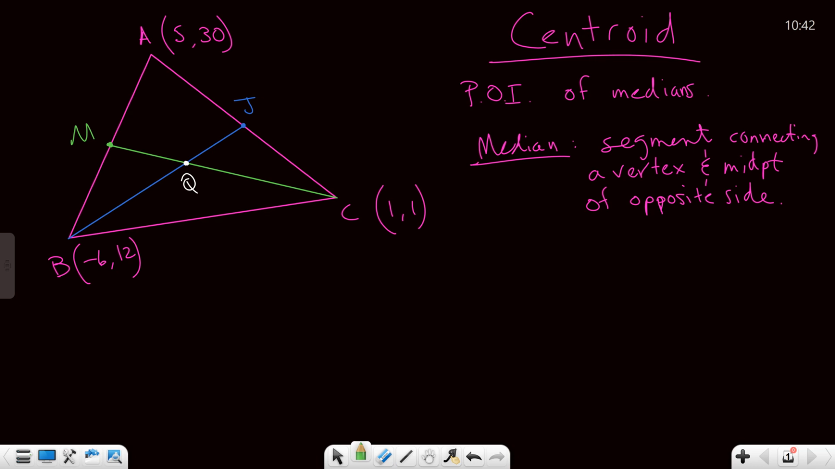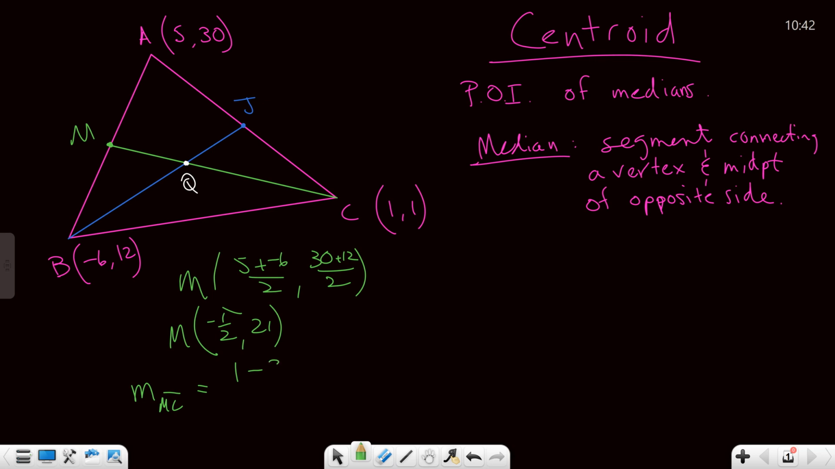again, hyping on this idea. I started with a purple triangle. I created one median that's in green. I created another median that's in blue. So I'm going to work in green right now and start by finding M. Well, M is located at (5 plus -6) divided by 2 and (30 plus 12) divided by 2, which puts M at (-1/2, 21). Am I good there? Beautiful. Now I need the slope of MC.